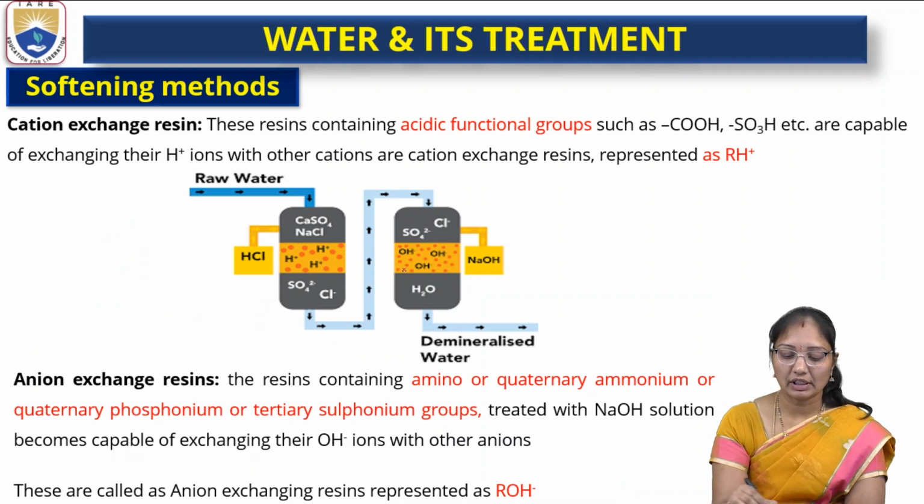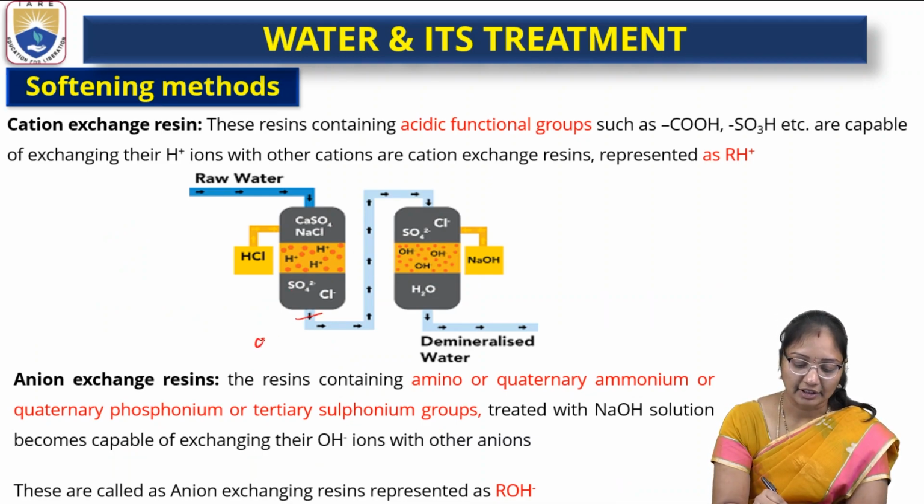So the pictorial representation will be like this. This is a cation column. This is an anion column.